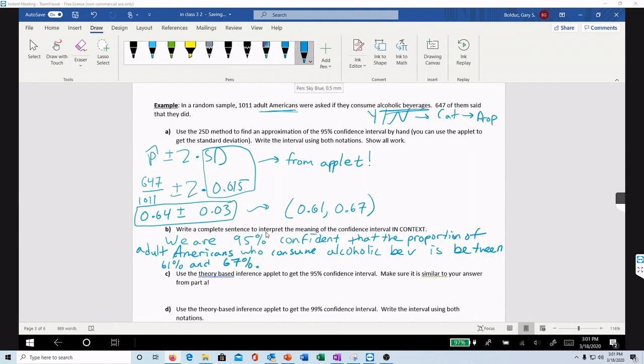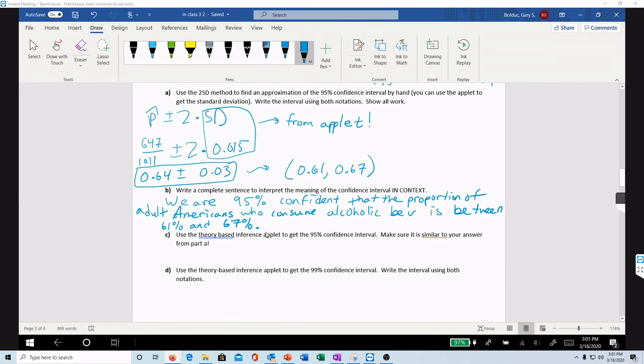Now, again, I'm giving an interval. I'm giving a range of possible values. So I'll never say it is blank. I'm always going to say is between or is in something. So the proportion of adult Americans who consume alcoholic beverages is between 61 and 67%. So I'm not 100% sure on that. I'm 95%. But I'm pretty sure it's somewhere in there.